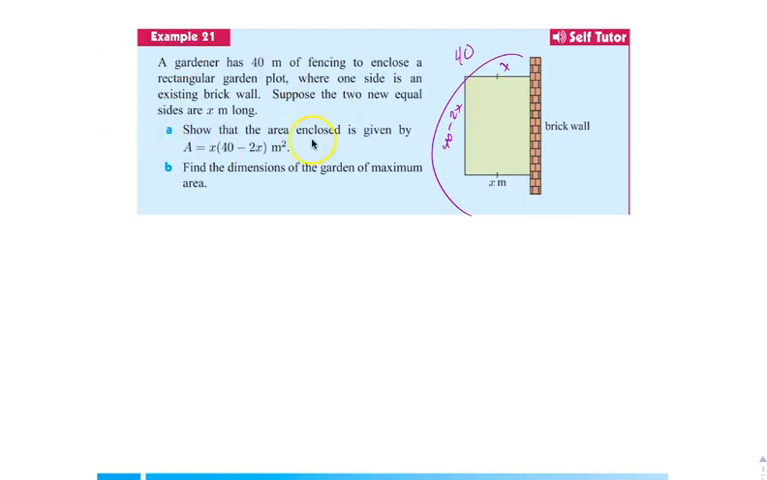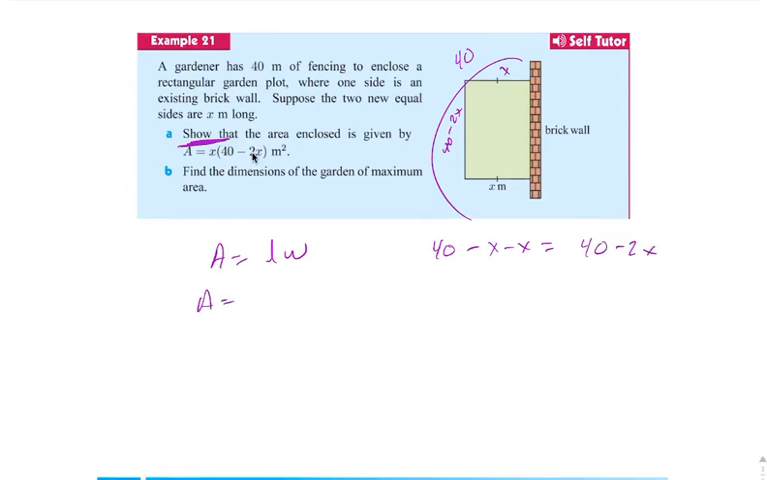Now look at part A. Show that. Very important word there for IB. When something says show that, you cannot just copy the answer. When it says show that the area enclosed is given by this equation, you gotta show something like this. Area equals length times width. You probably want to do on the side 40 minus x equals 40 minus 2x. So the area equals length, which in my case is 40 minus 2x, times width, which is x. So that's A.